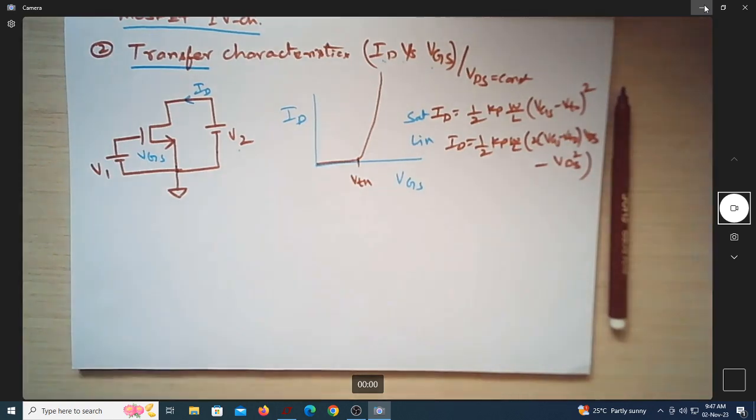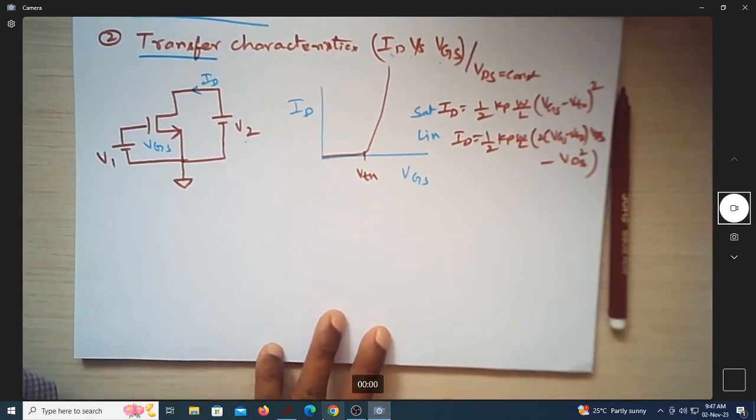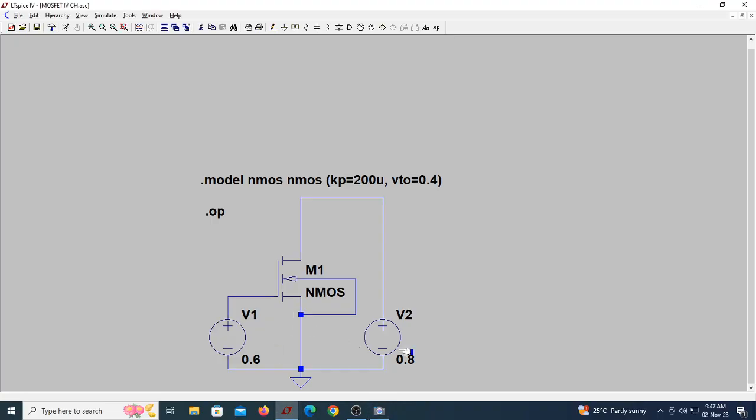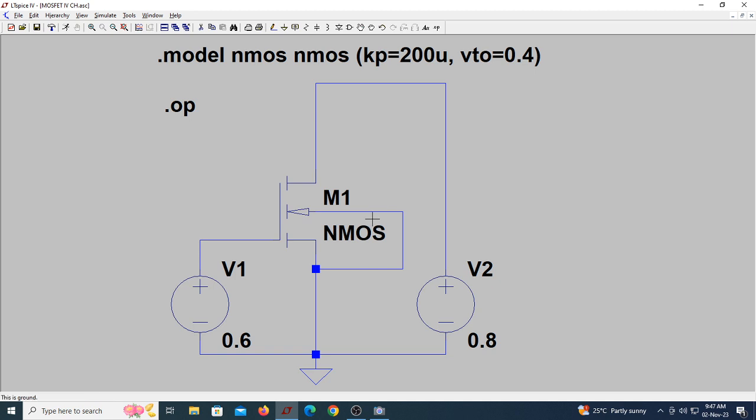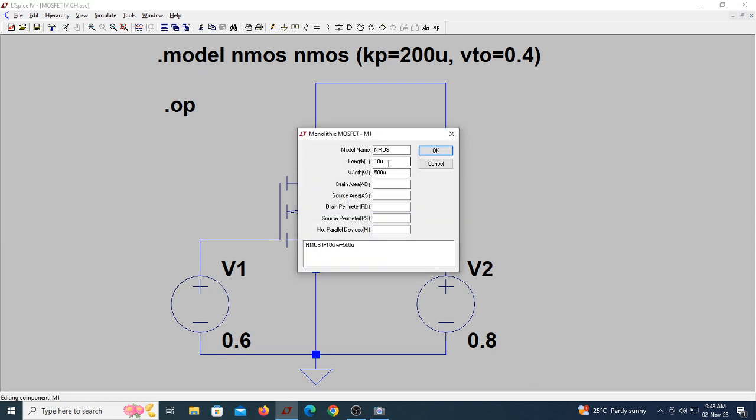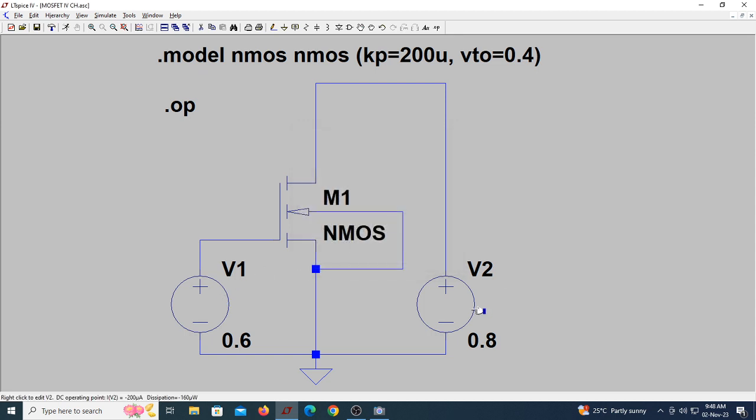So let us see the simulation of this. I'm doing the same circuit we did in the last class. This is a MOSFET with Kp equal to 100, VTO equal to 0.4. I have chosen the W and length as mentioned here. This is VGS, this is VTH.